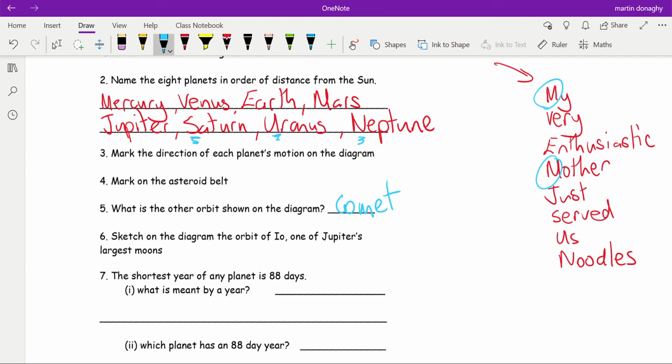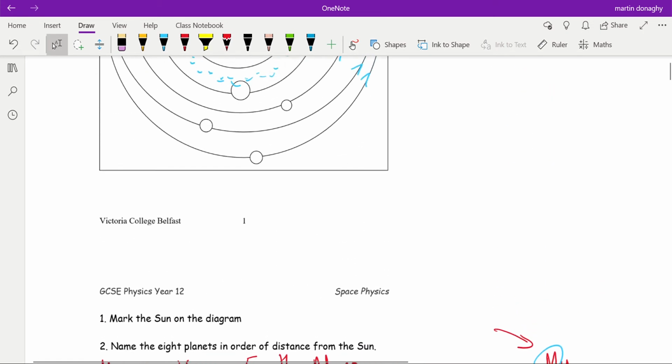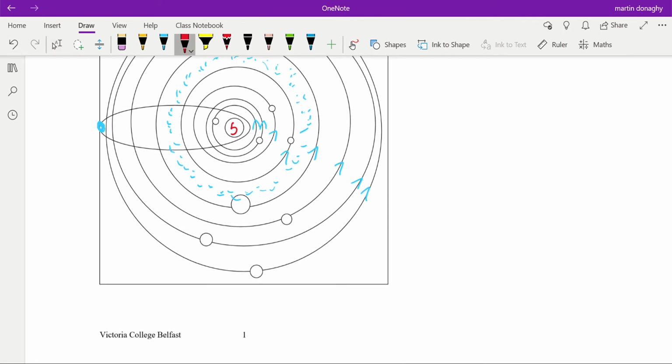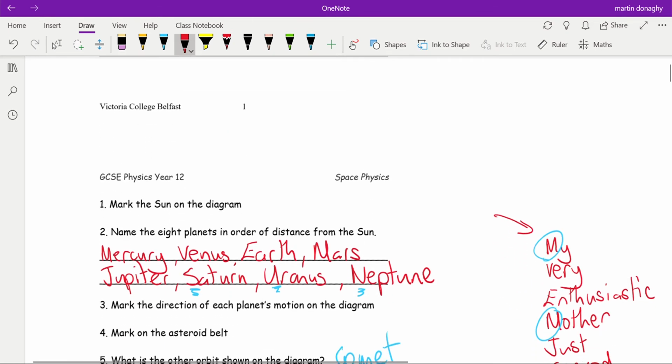Sketch on the diagram the orbit of Io, one of Jupiter's largest moons. Well, here's Jupiter, and moons orbit around planets in the same way that planets orbit around the sun.